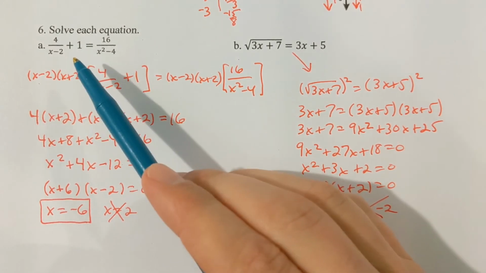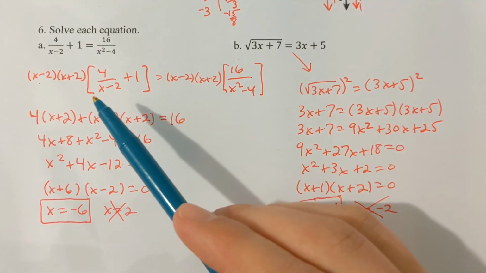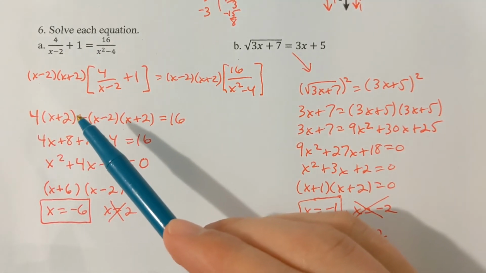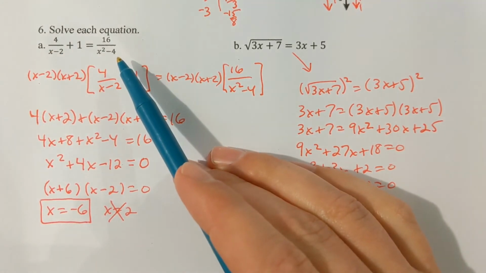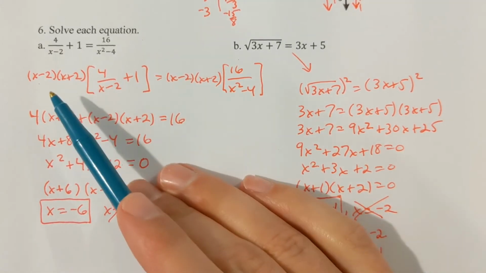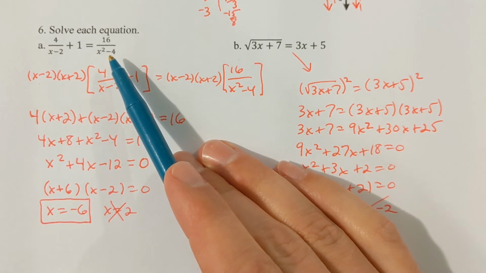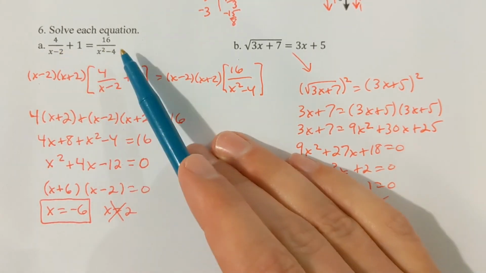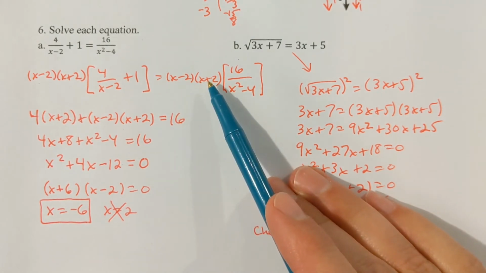The first thing that you usually want to do when you have a rational equation is you want to get rid of the fractional form that's there. So I want to clear all the denominators out by multiplying by what's in common to all these denominators. x minus 2 times x plus 2, that would be the same as x squared minus 4. And so to clear out everything on both sides, let's multiply both sides by x minus 2 times x plus 2.